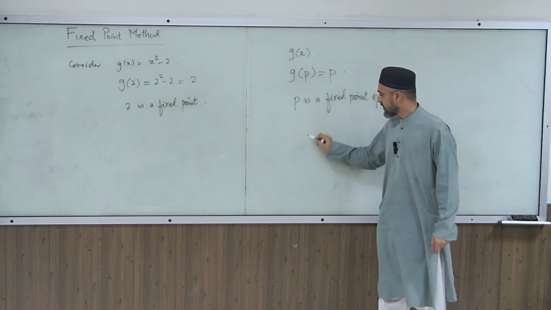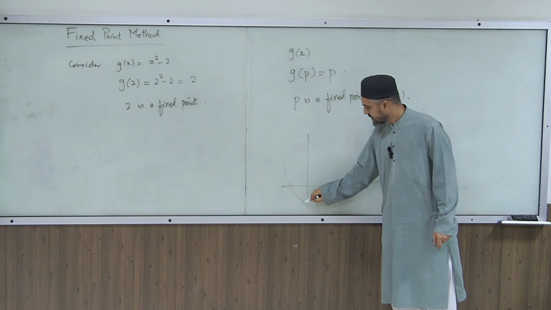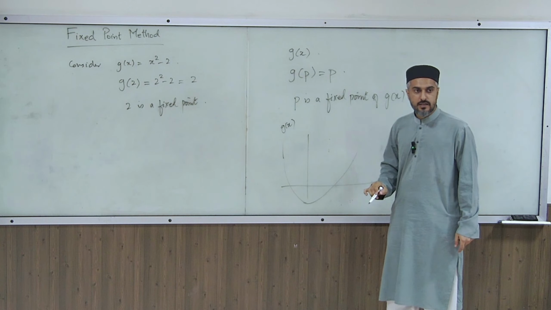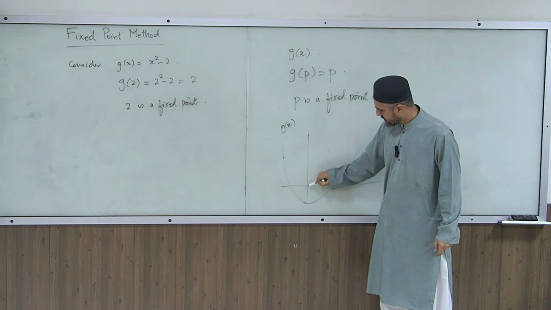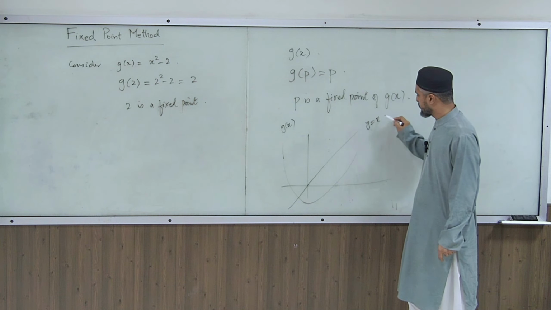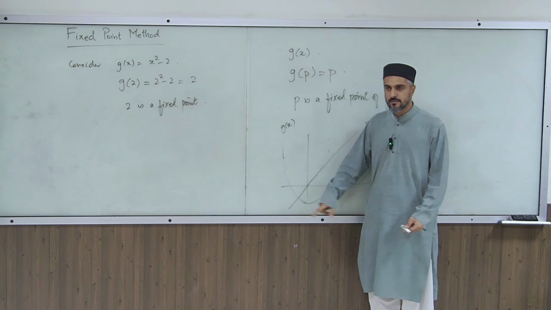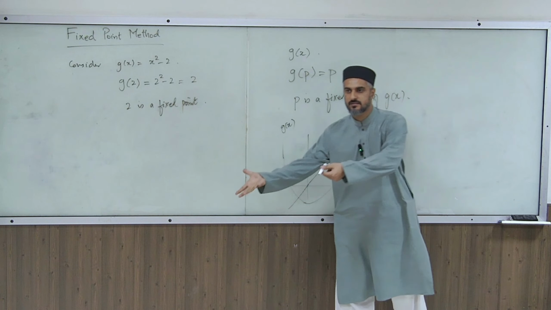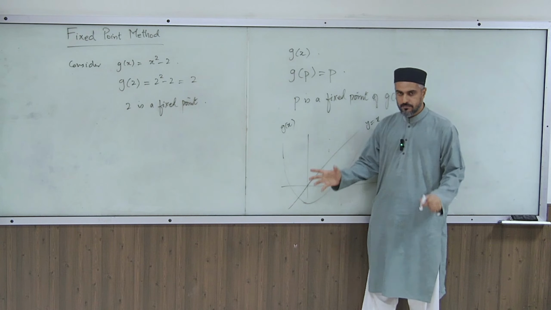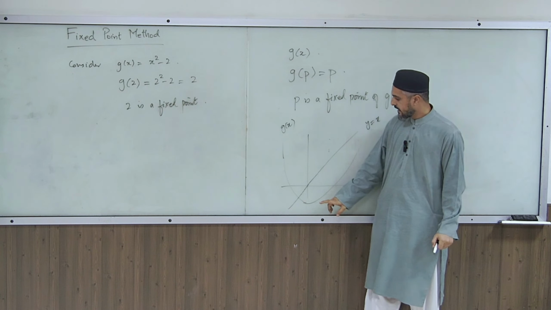Graphically speaking, for example, if this is g of x, any graph of g of x, then there is a curve y equals x, which will be crossing this g of x, because this is the point where g of x is same as x, g of p is same as p. Okay, so graphically speaking, two curves are intersecting at a point.